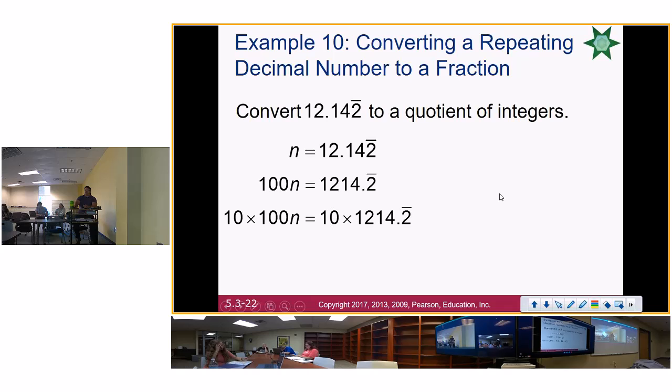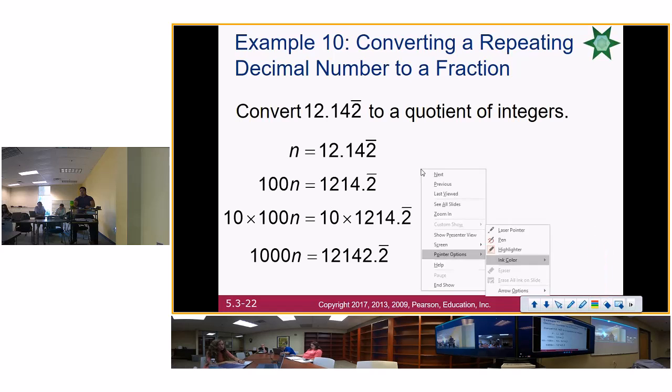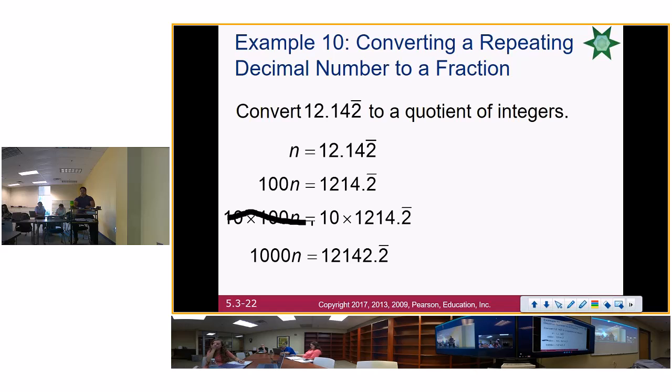Why didn't they just multiply by 1,000? Hold on a minute. Okay, they multiplied by that. That was about the dumbest thing I think I've ever seen. Just ignore it. Instead of multiplying by 100, you multiply by 1,000. I don't even know why they did that. Sometimes they do some kind of stupid stuff. So let's just mark through this.